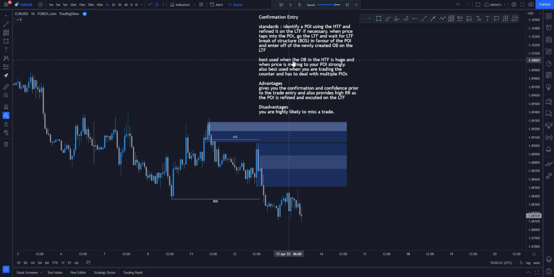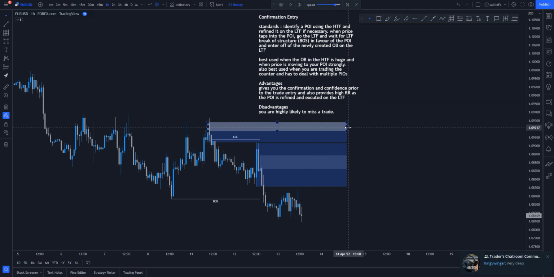It is best used when the OB in the higher time frame is huge, and when price is moving to your POI strongly, right? It is also best used when you are trading the counter trend to the lower time frame trend, and there are so many POIs to deal with. The advantages are that it gives you confirmation and confidence prior to entering the trade, and it also provides a high risk to reward ratio as the POI is refined and executed on the lower time frame. The disadvantage is that you can miss a trade, right?